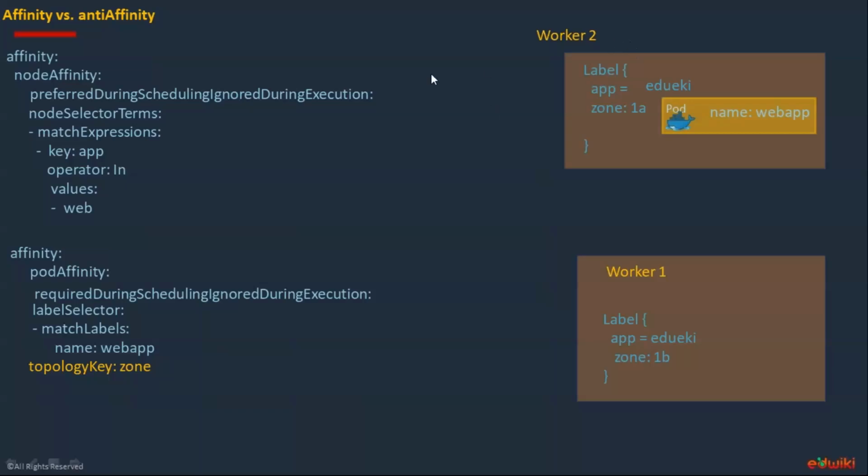Right, so you need to visualize that worker 3 has a label called zone colon 1A, which is not on the screen. Because the worker 3 label is matching with the worker 2 label, the pod can go to worker 3 as well, because you said the topology key is zone. So that means get the zone key value from the worker node where you find the matching pod, then it can go into any of the worker nodes wherever the similar labeling is there. That's how it works.